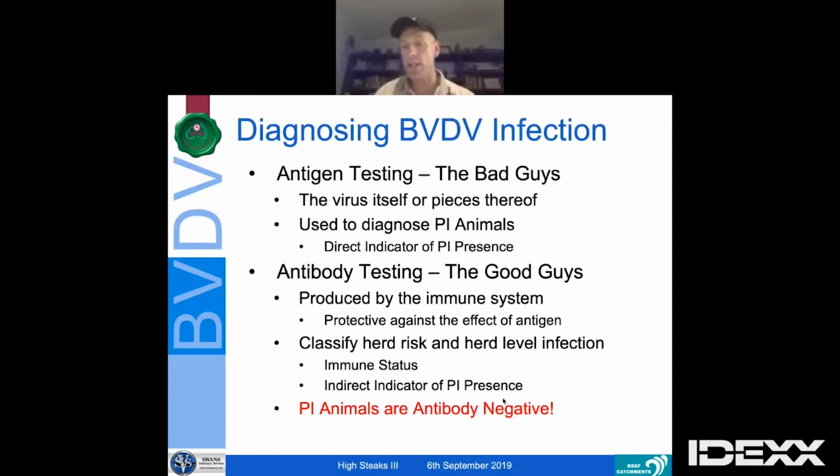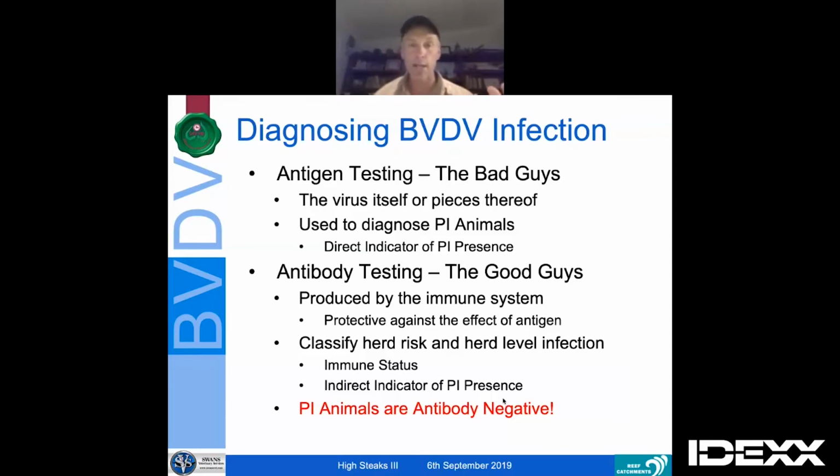Right, so now we want to find these bastards. How do we do it? Well, there are two ways to go about testing for BVD. Our two main tools, I mean, we have some bulk milk testing, but our big tools rely on two forms of testing, like most diagnostic tests for diseases: antigen tests and antibody tests.